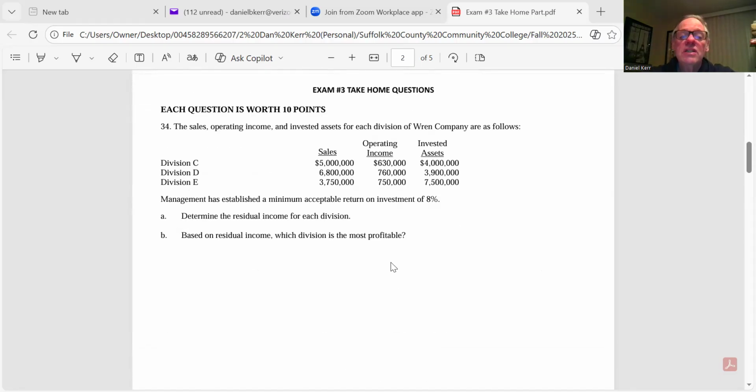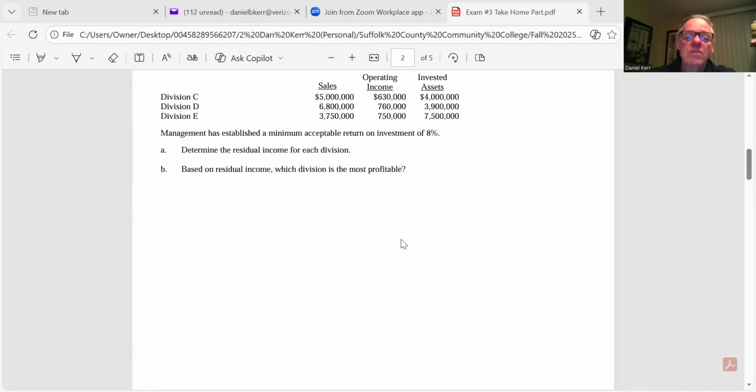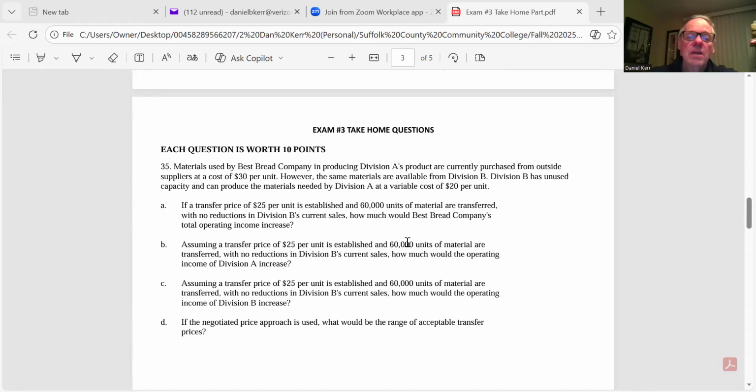Second one, you've got 3 divisions here, and I want you to determine the residual income. That should mean something, the residual income of each division. And then based on the residual income, which division is the most profitable. So in A, I expect to see some type of calculations where you show me what the residual income is. And then in B, based on your answers to A, you've got to indicate which of the divisions is the most profitable and why. So compute residual income in A for each division, and then in B, which one is the most profitable based on the residual income you computed in A.